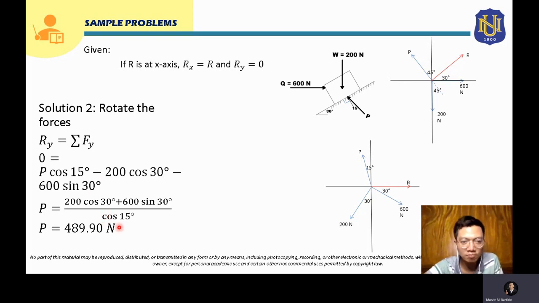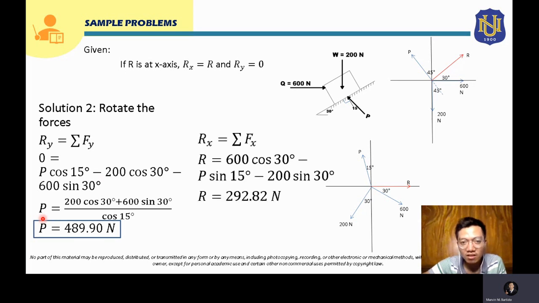Okay, so solving for the value of P, let's input this on your calculator. This will be 200 cosine 30 plus 600 sine 30 over cosine of 15 degrees. So this will become 489.90 Newton. So this will now be the value of P. As you can see here, it's much simpler, because you can directly solve for the value of P. Now, since we have that, your R will now be independent.